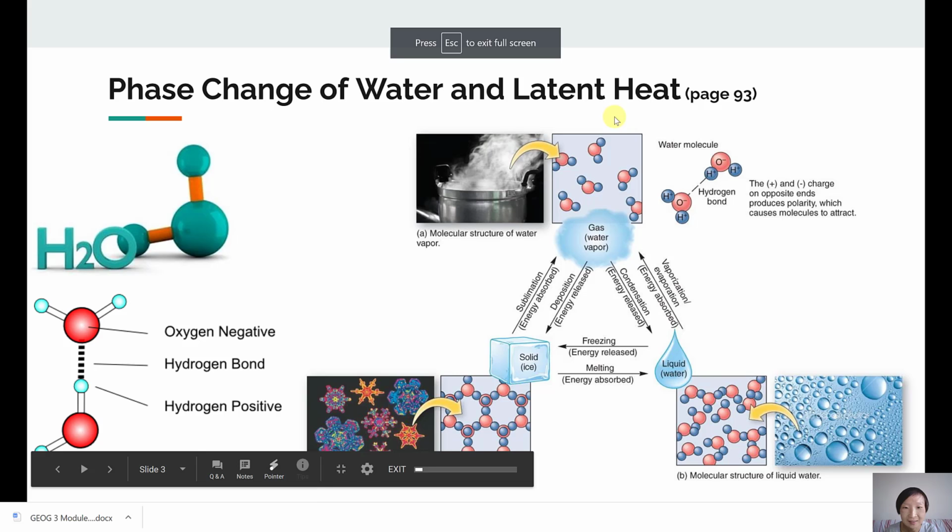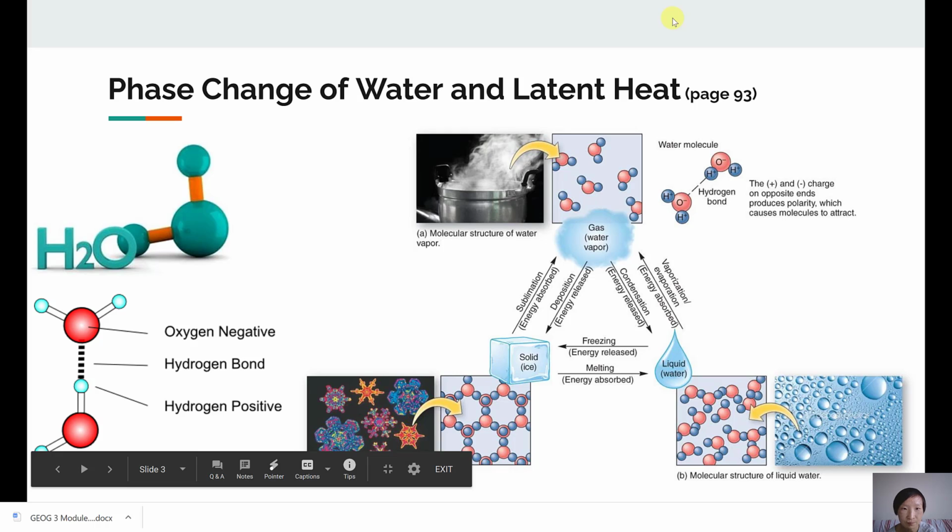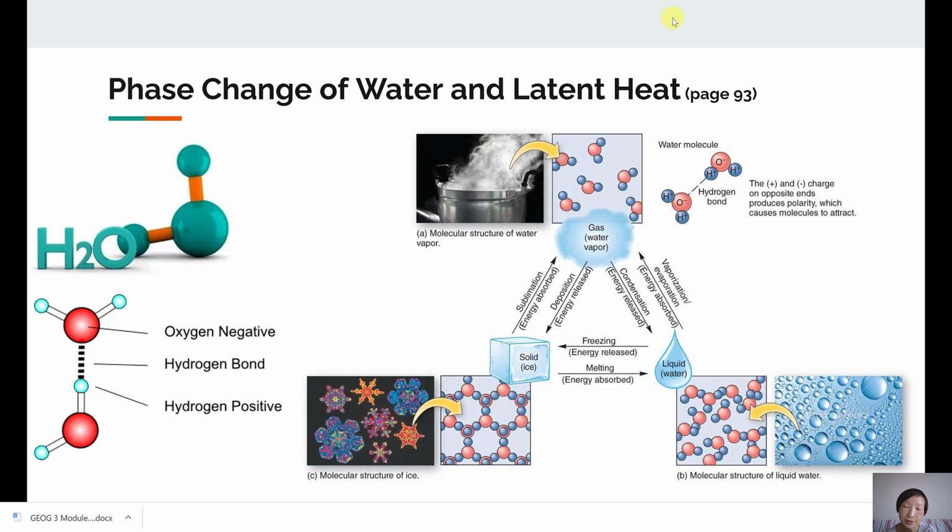This slide basically introduces you to different phases or different states of water, and how they're different. You have a question on that, how they're different, and what is latent heat. On page 96, you have a very detailed explanation on that. But let me explain it.